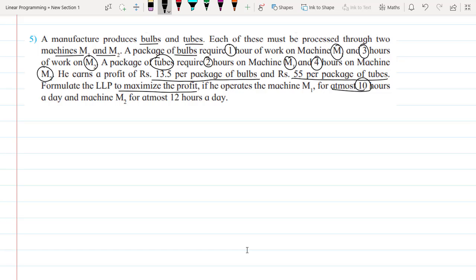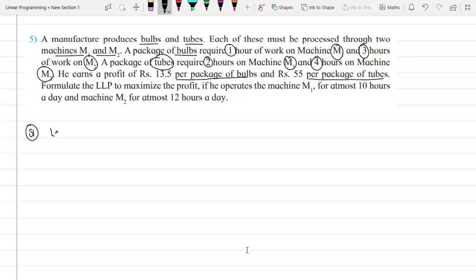Okay, then formulate the LPP. It's very simple. I hope by this time you should be able to formulate the table and get the constraints and the objective function. Okay, so step number 1 is what? Get the objective decision variables. Okay, maximum profit, on what do you have to find it? I want to have the profit on per package of bulb and per package of tubes.